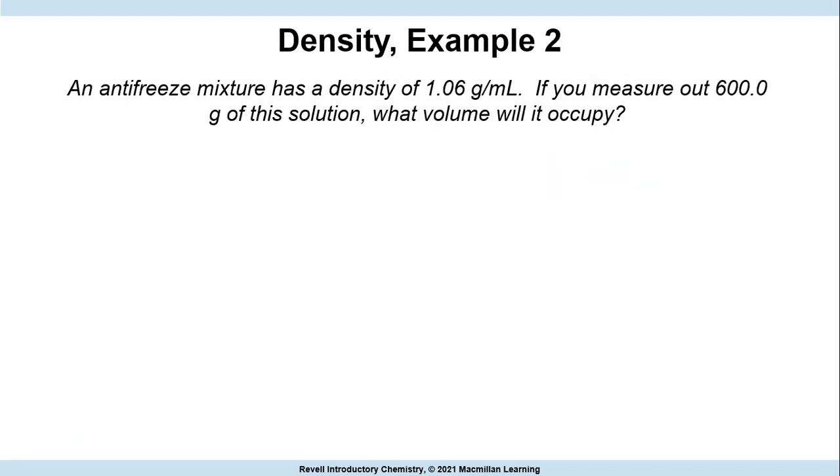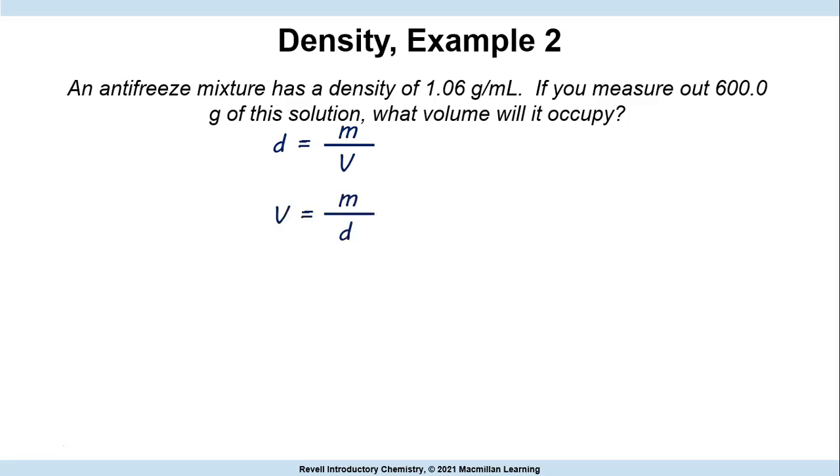Example 2. An antifreeze mixture has a density of 1.06 grams per milliliter. If you measure out 600.0 grams of this solution, what volume will it occupy? So we first of all start by stating the formula of density, which is mass over volume. Now we've been asked to calculate the volume. We are given the density and we are given the mass. So what is the volume? Volume will be given by mass divided by density.